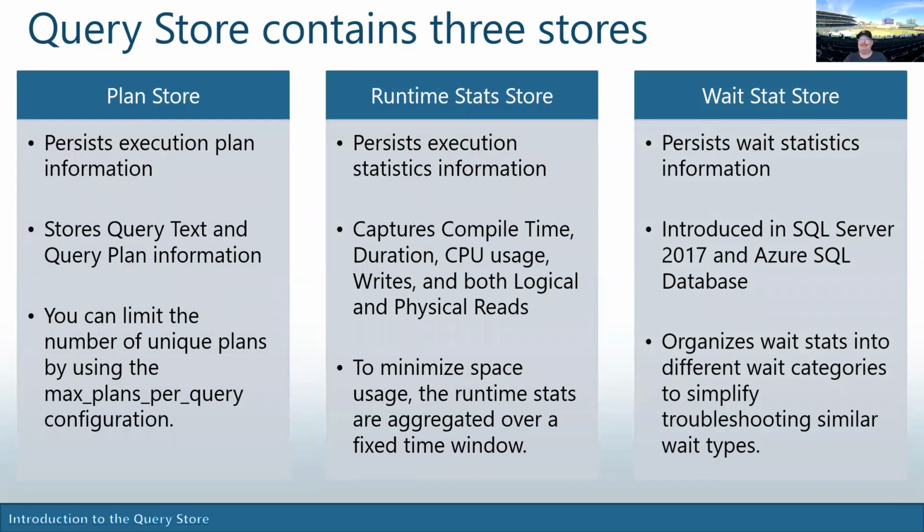Within the Query Store, there's actually three parts. 2016 had two stores. 2017 introduced a wait stat store. We can actually capture wait stats now in 2017. It's not individual wait types, it's categories of waits, like how many locks did you have, but it's not going to get into specific locks. But it persists that wait stats information. So that was introduced in 2017. In 2016 and later, you had the plan store that stores the query text and query plan information.